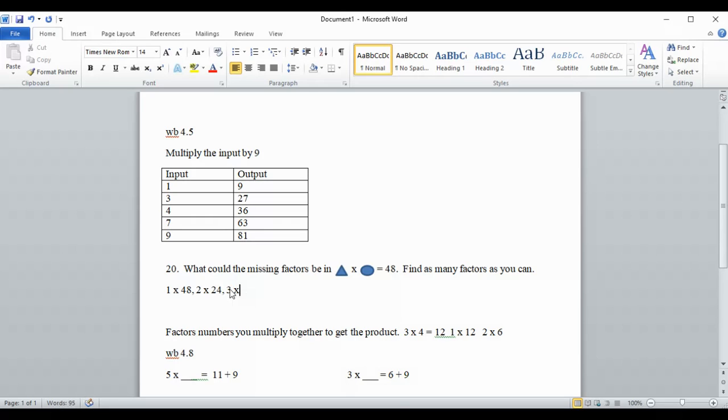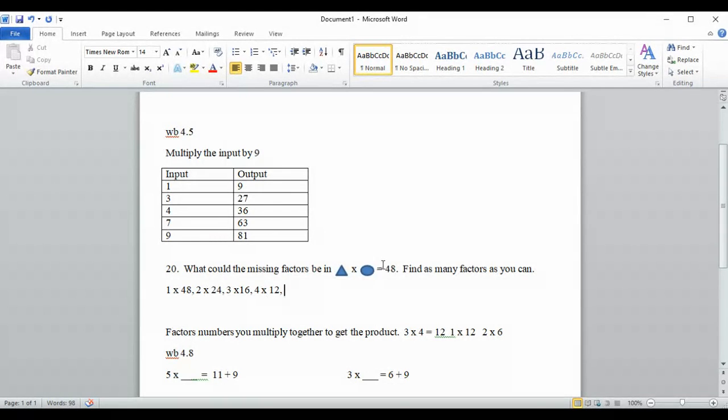Well, if you think real hard, 3 times 16 will give you 48 because 3 tens is 30 and 3 times 6 is 18 and 30 plus 18 is 48. So that one would work. And then 4 times what would give you 48? You're familiar with your 12s. You know it's 12.